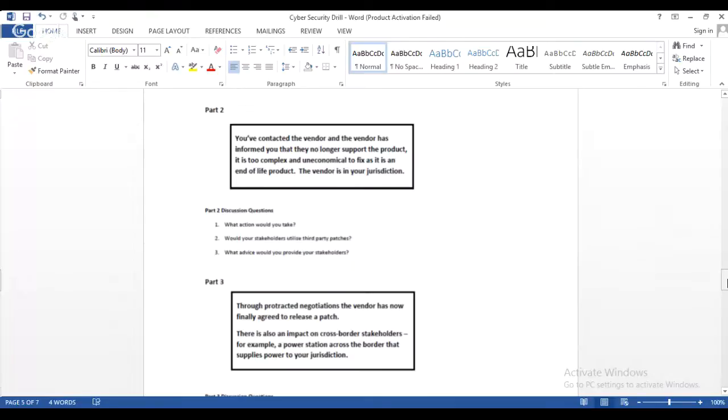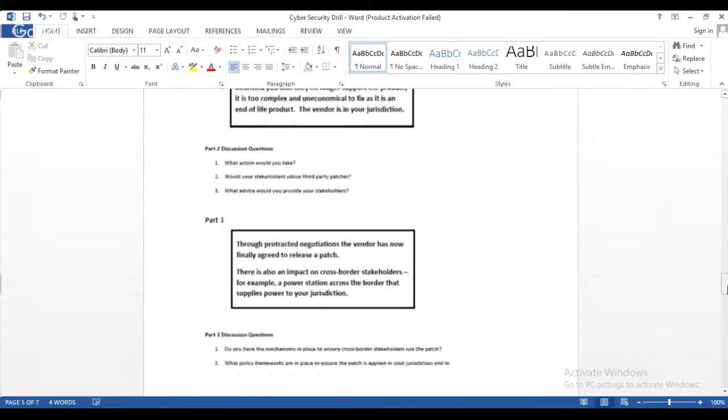So in part 3 in scenario 2, through protracted negotiation, the vendor has now finally agreed to release the patch. There is also an impact on cross-border stakeholders. For example, a power station across the border that supplies power to your jurisdictions. So, the first question is valid.